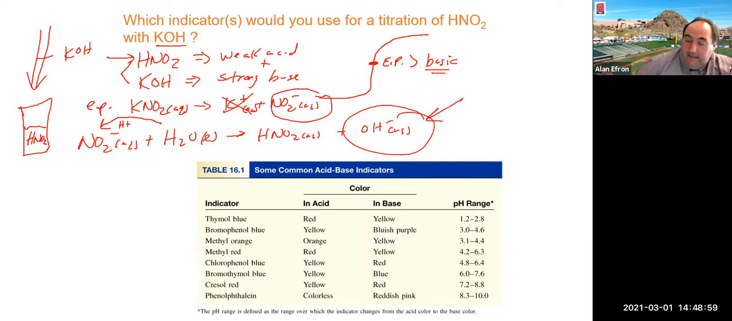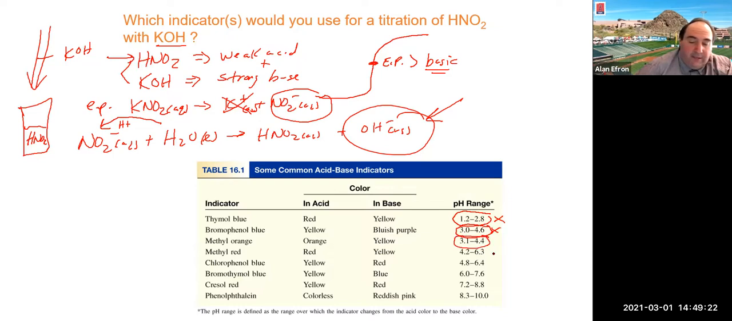Well, we'll start with the first one here. That's thymol blue. That's changing color from red to yellow in this acidic range. Probably not a great choice because my pH should be basic, which means it's got to be above 7. So that's not going to allow me to visually see anything happen. Neither is this guy, which also is more acidic.